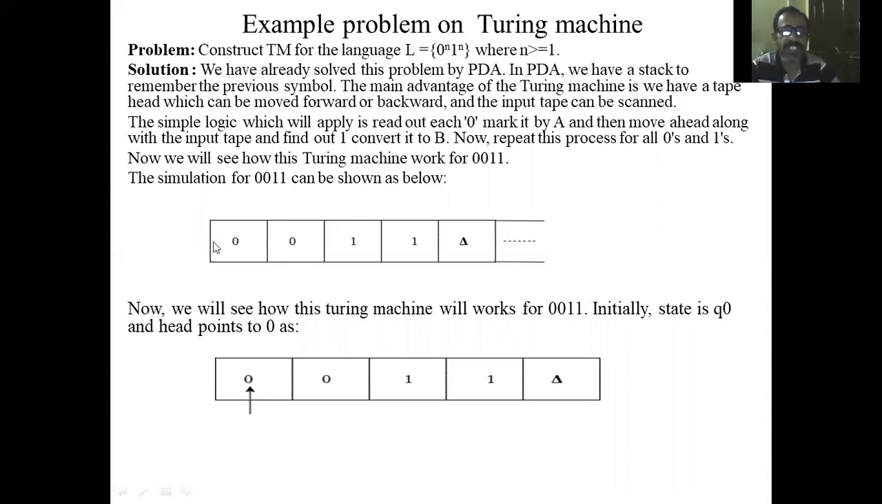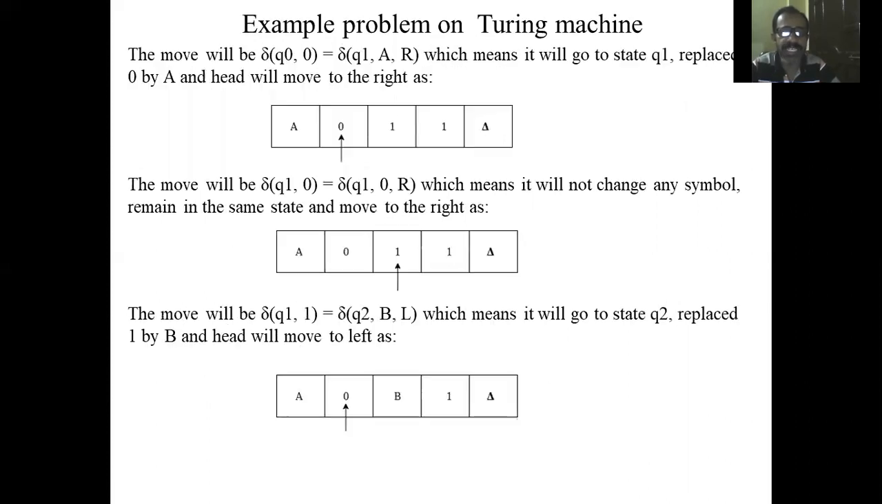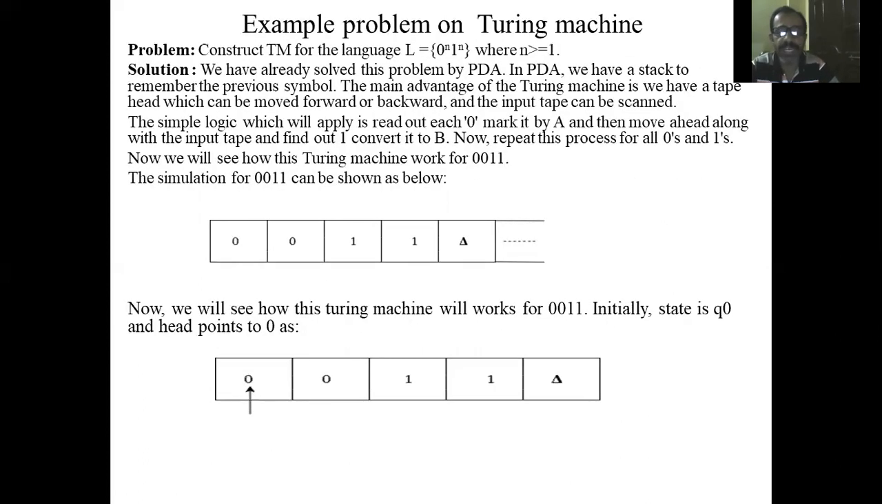First we start with Q naught, which is the initial state. Start with the initial state Q naught, and take 0 0 1 1 as symbols. Now Q naught is the initial state, and the initial symbol is 0.